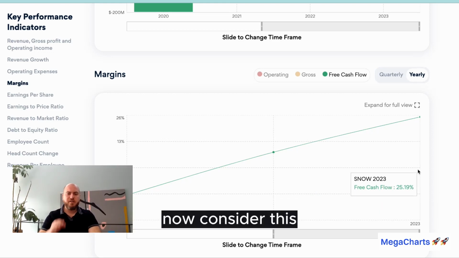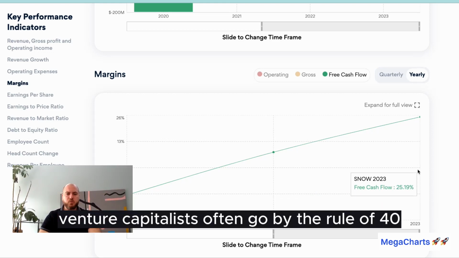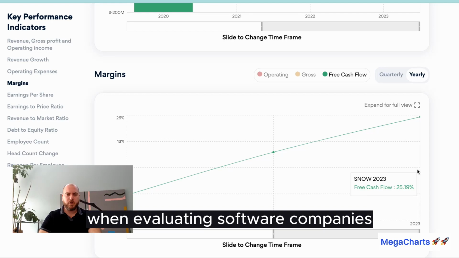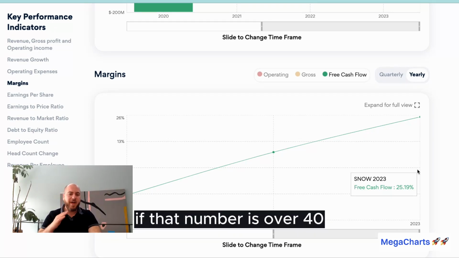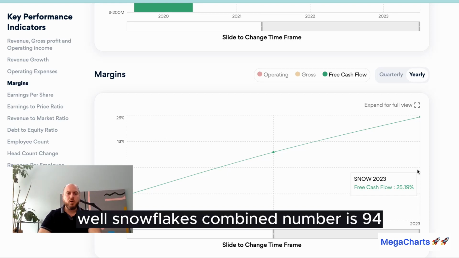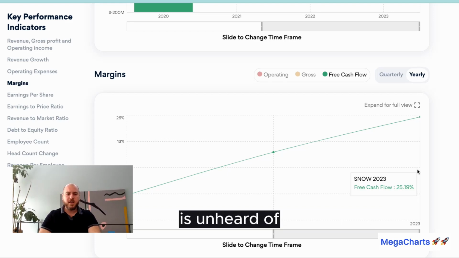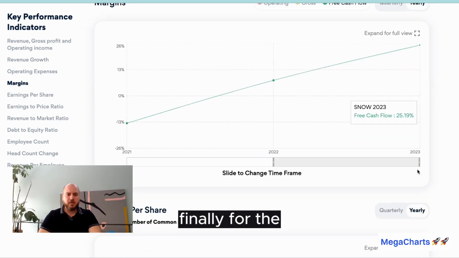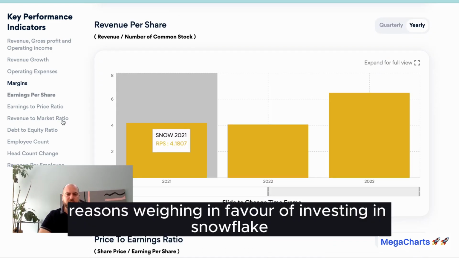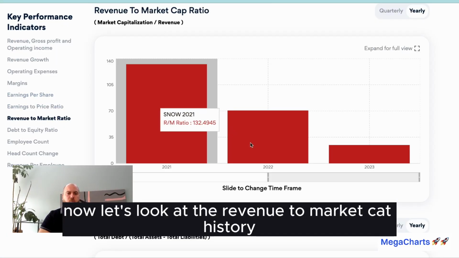Now consider this. Venture capitalists often go by the rule of 40 when evaluating software companies, where revenue growth plus free cash flow margin, if that number is over 40, it means it's a top company. Well, Snowflake's combined number is 94, which again is unheard of and literally blows this rule of 40 out of the water.